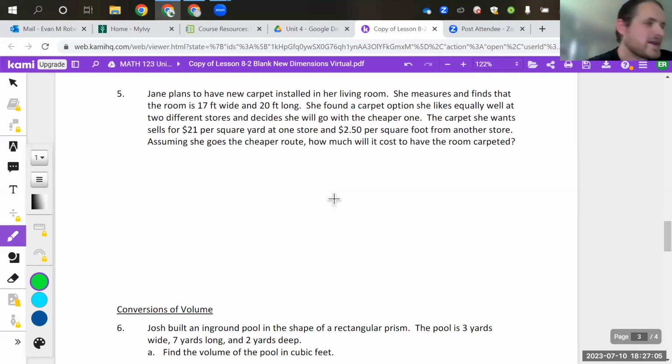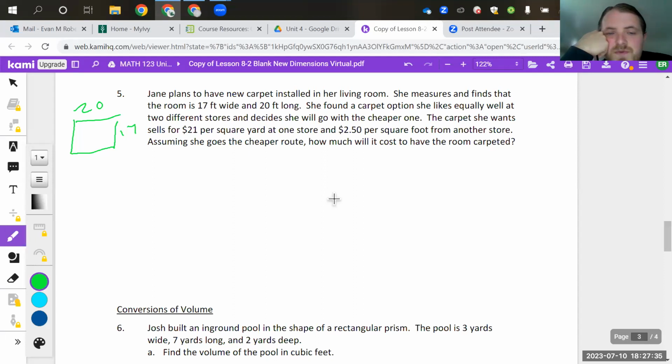So great. A little bit of thinking here. So she's getting some new carpet and she sees that her room is 17 by 20 feet. And she found a carpet option that she likes. One carpet is $21 per square yard, and the other is $2.50 per square foot.